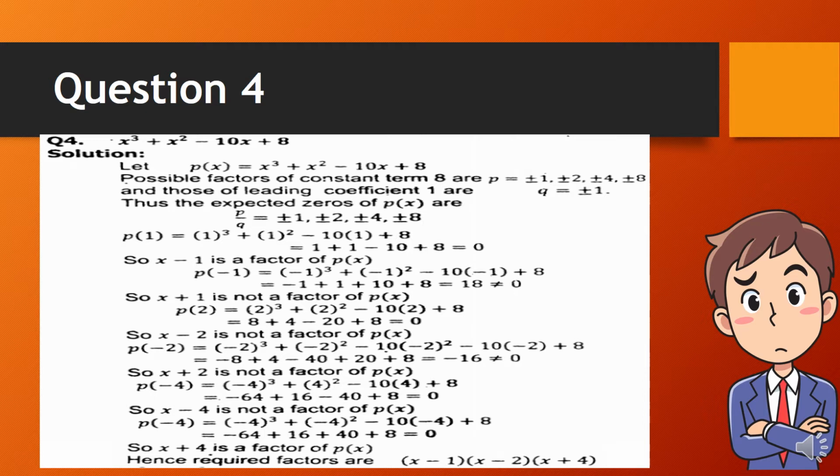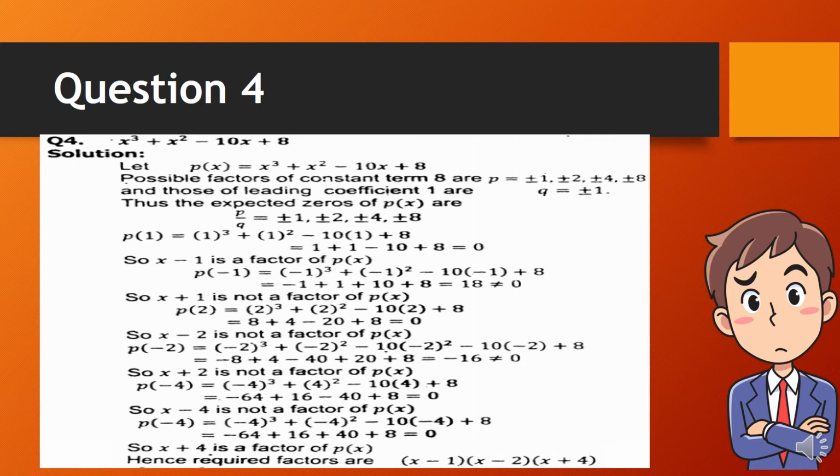As we have done in the previous part, we will replace x with each one of the following numbers and check whether they are factors of the given polynomial. So p of 1 will be 1 cube plus 1 square minus 10 into 1 plus 8. It will give you 0. So you can write x minus 1 is a factor of p of x, or you can write x is equal to 1 is a zero of the given polynomial.